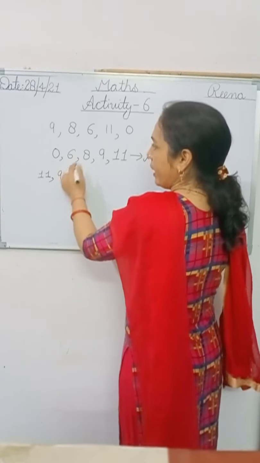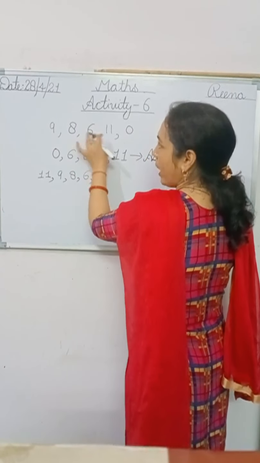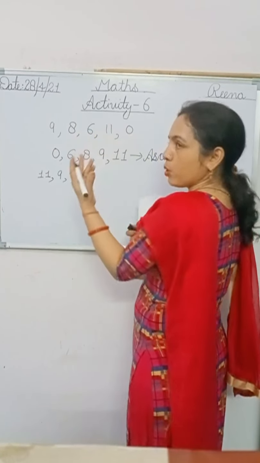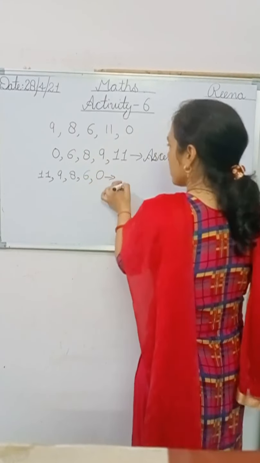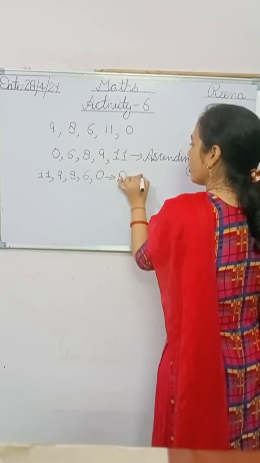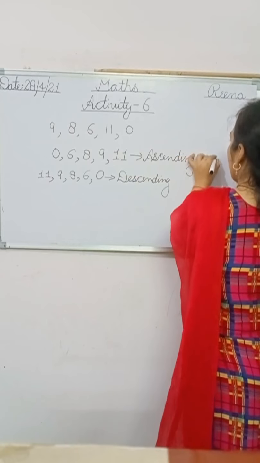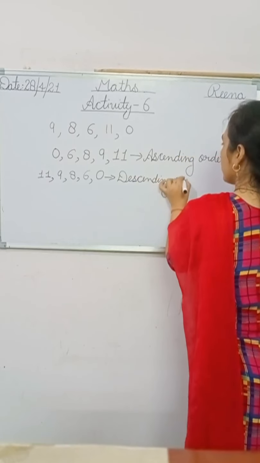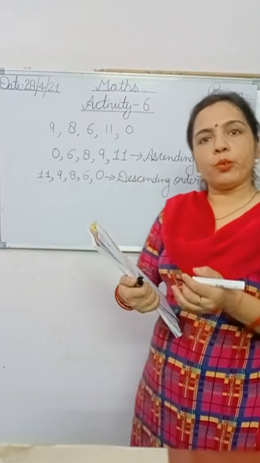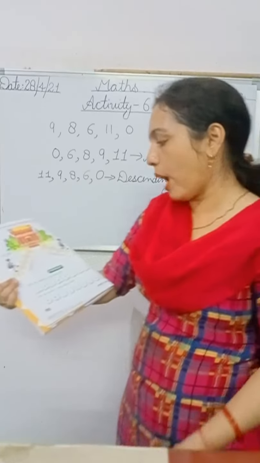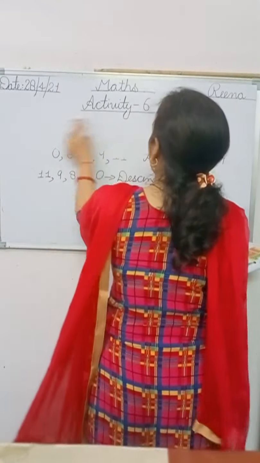Then 9, 8, 7 is not here, 6, 5, 4, 3, 2, 1 is not present. So the last number is 0. This is your descending order. This is ascending order, and this is descending order.